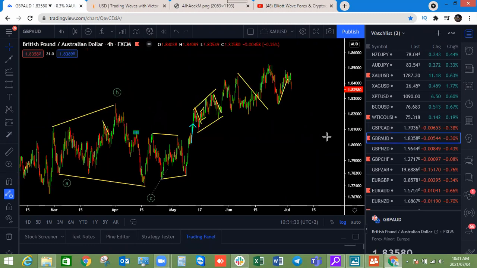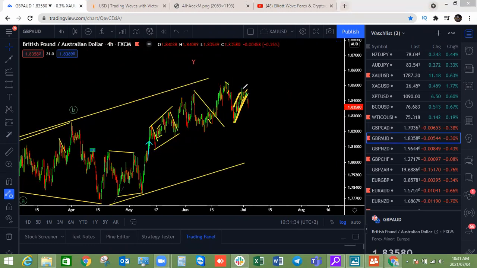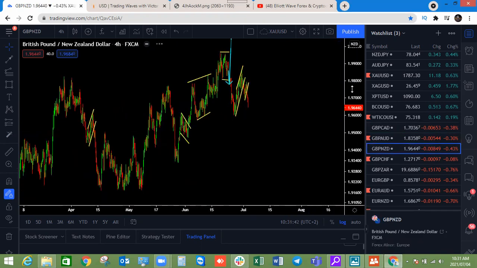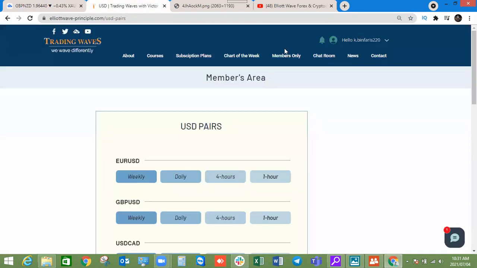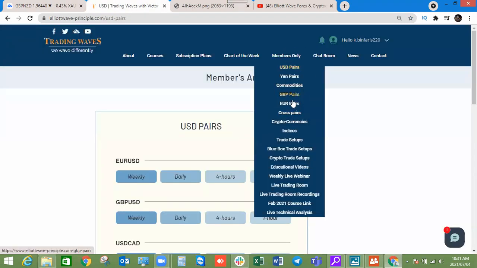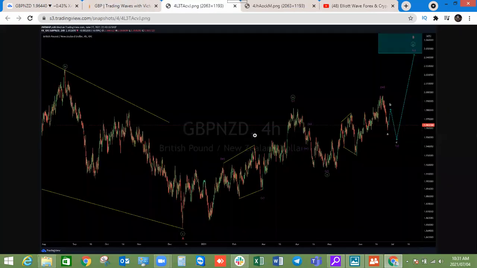We're still expecting more downside on pound CAD. Pound AUD. So pound AUD, we have pulled back here. If you've seen pound New Zealand, we expected a pullback here. Let's go to pound New Zealand first before we go to pound AUD. So pound New Zealand, you've seen during trade recaps, and then we go through it again. Let's go through the pound pairs.